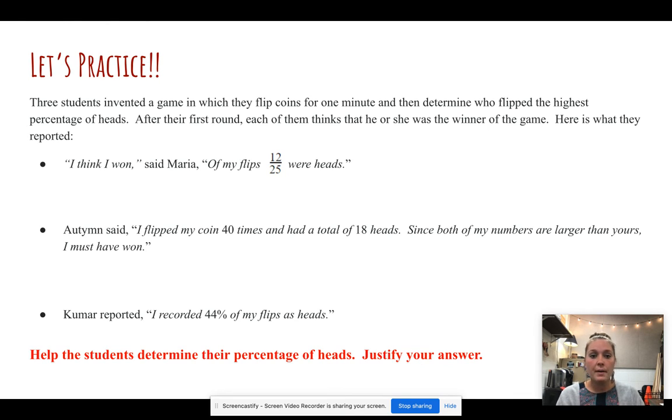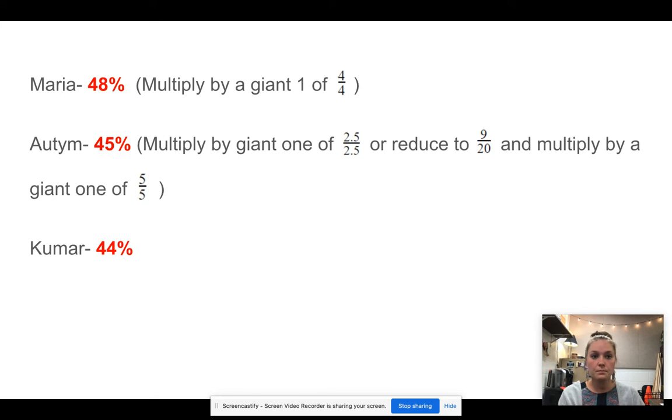So the best way to compare this is to turn them all into percents. Okay, Kumar already has his as a percent, so you just need to turn the other two into percents. So Maria, hers was 12 out of 25. If we multiply by a giant 1 of 4 over 4, we get to 48 out of 100, which is 48%.